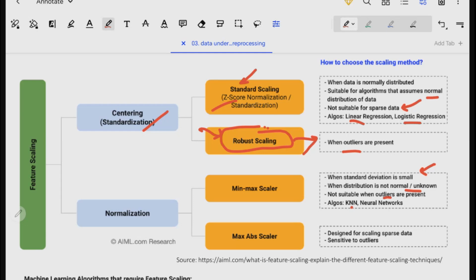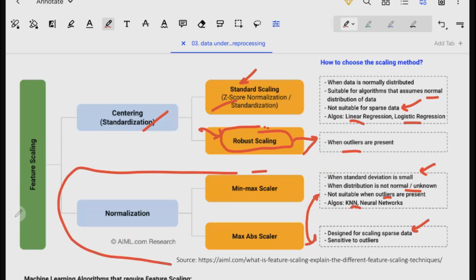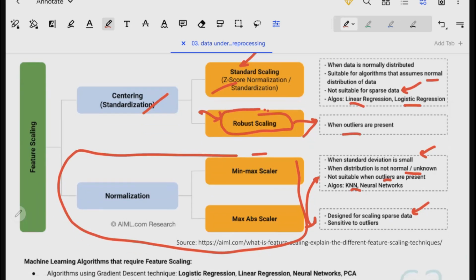Max is designed for scaling sparse data. Why? Because actually it's already considered X min is 0. It's not there, so it's only taking X max. But anyway, same like the old one, it is sensitive to outliers. So all normalization generally are sensitive to outliers. Keep that in mind.